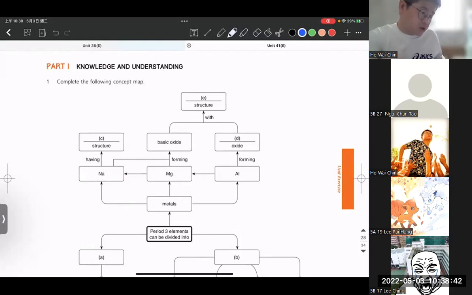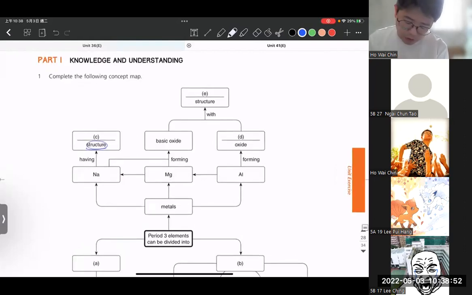Sodium, what structure are they having? This one, C. Whenever you talk about the structure of a metal, of course, it is giant metallic, right? And magnesium forms a basic oxide, aluminum forms as what oxide? What is that? D. What oxide?